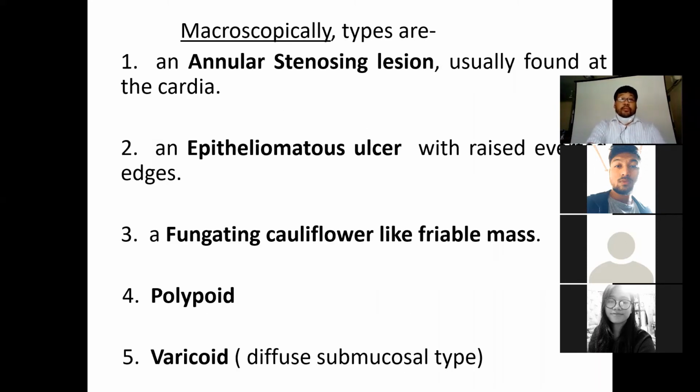So coming to the macroscopic variety, it has an annular stenosing lesion, or we may encounter an epitheliomatous ulcer, or it can be a fungating cauliflower-like fibrous mass, or a polypoidal variety, or varicoid, that is the diffuse submucosal type.